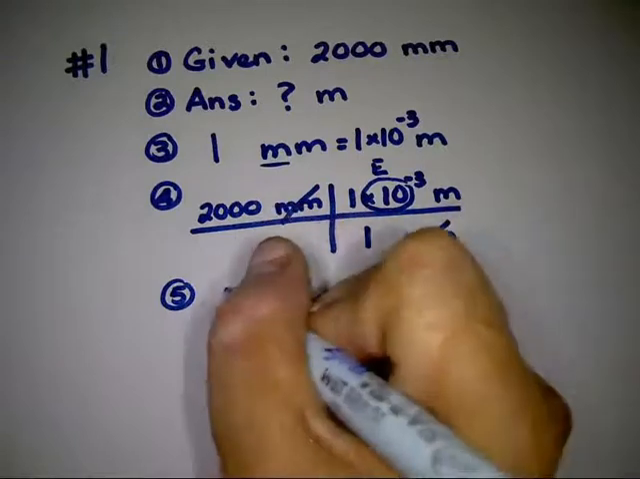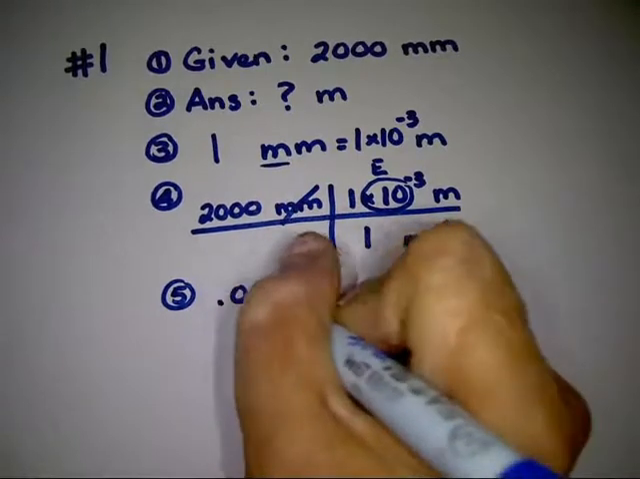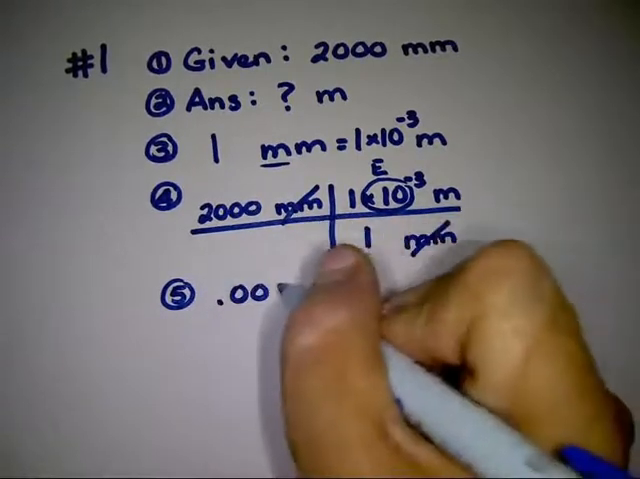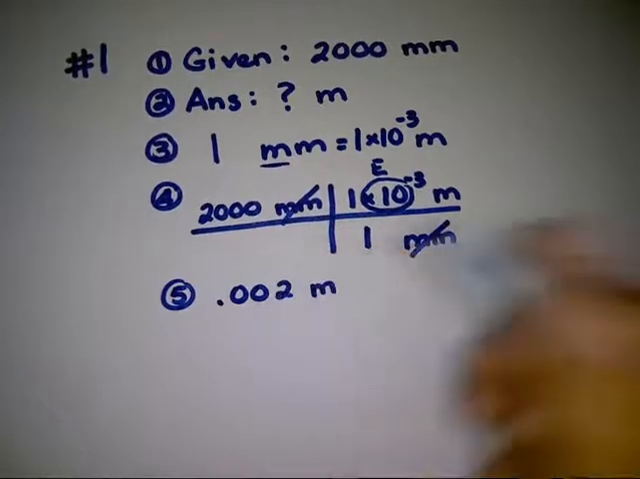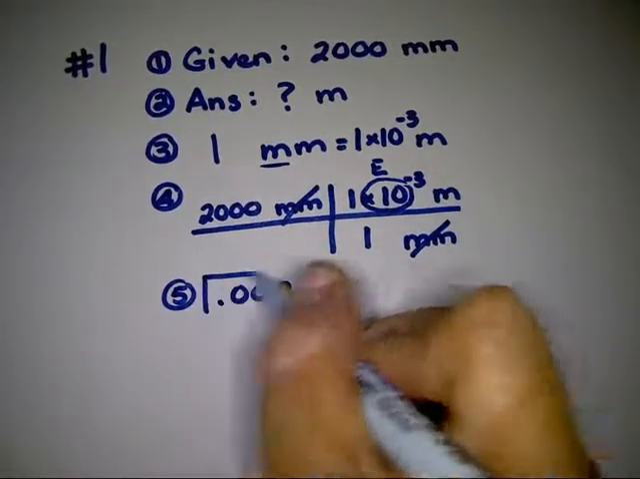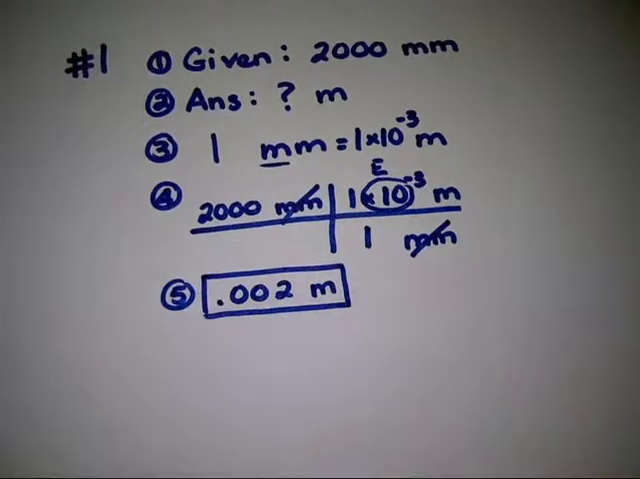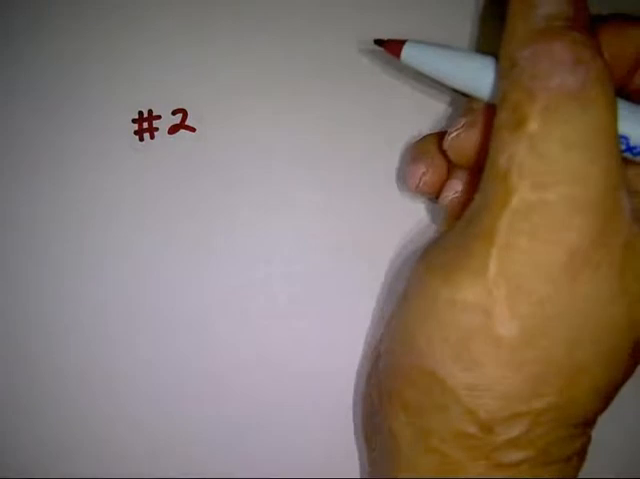And the answer is 0.002 meter. There you go. That's the answer. Okay, now I'm going to do number 2. Number 2 says convert 5.0 times 10 to the third power milliliters to liters.